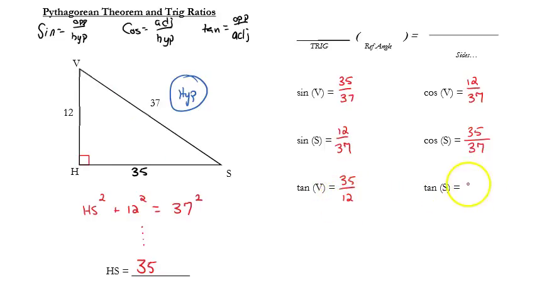Change the reference angle. Now my opposite of S is 12. The adjacent to S is 35. None of these ratios or fractions simplify, so that's all we're looking to do.